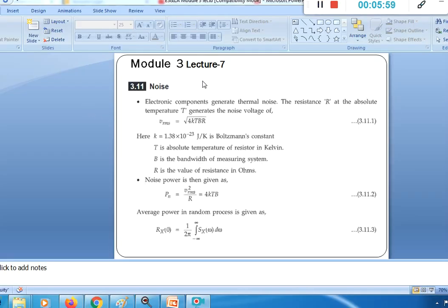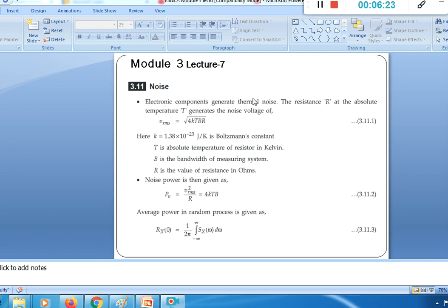Next point is the noise. So we are aware of this electronic noise. Now whatever we are listening to, it is a noise. In this recording we can hear some other sounds, so they are nothing but the noises in this communication. Here the noises are of different types. We are focusing on the thermal noise in this chapter.